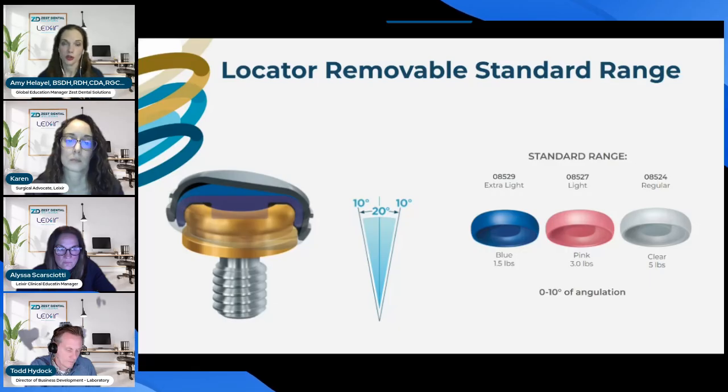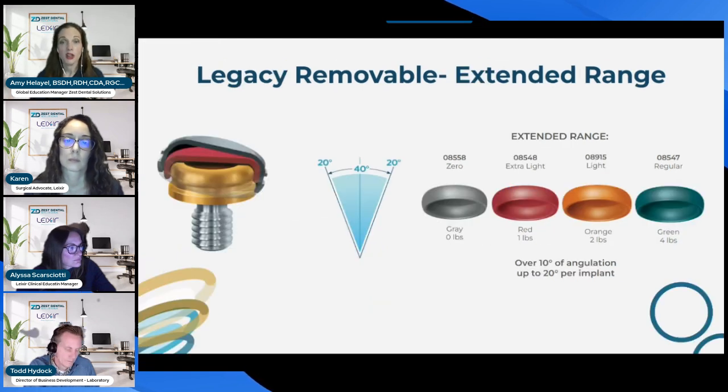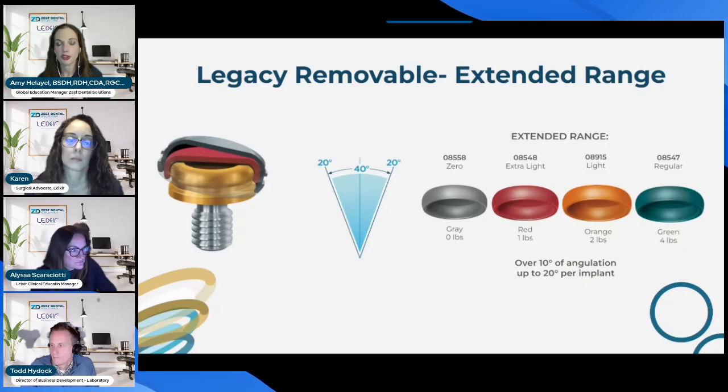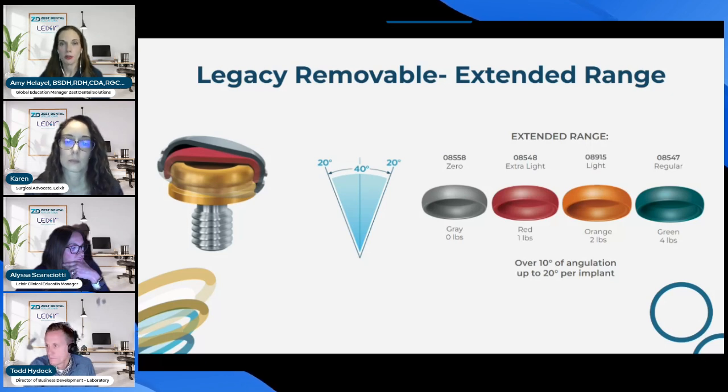If you are using the standard range outside of its 10 degree tolerance, you're not going to have an overdenture that snaps in properly. And when I talk about standard versus extended range, the Locator overdenture does have what's called extended range nylons. These are nylon inserts where, as you can see from the image, we've removed the center button on the inside of that insert. That allows the insert to swivel and pivot inside the housing on top of the abutment, allowing for a greater degree of divergence or convergence of those implants. So the extended range can accommodate up to 20 degrees of angulation per implant.